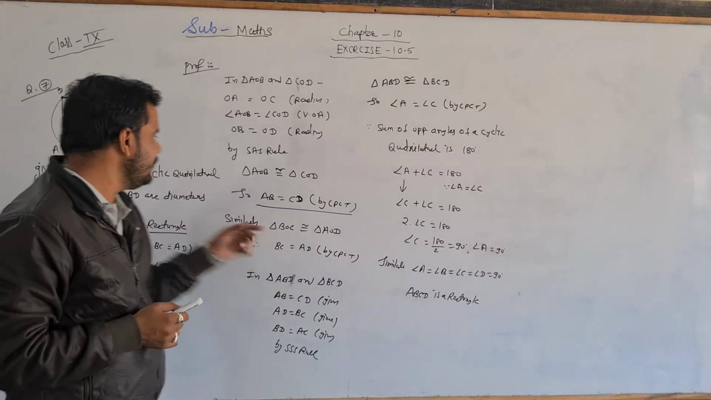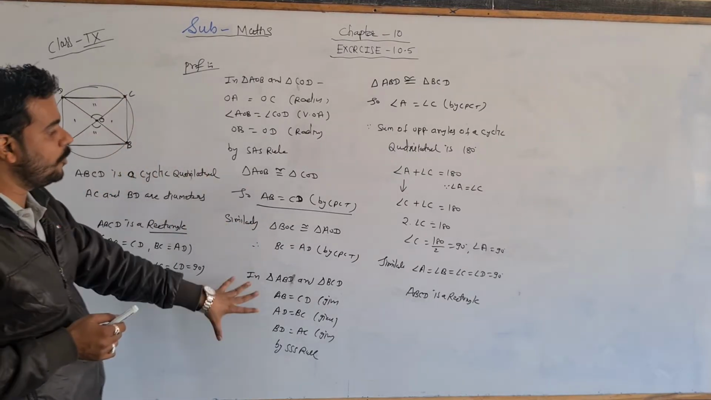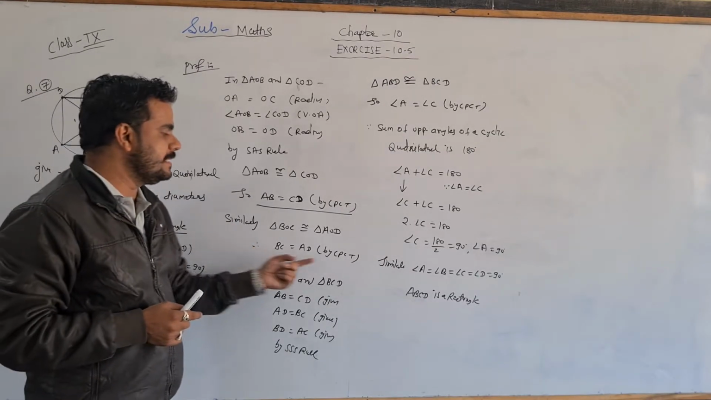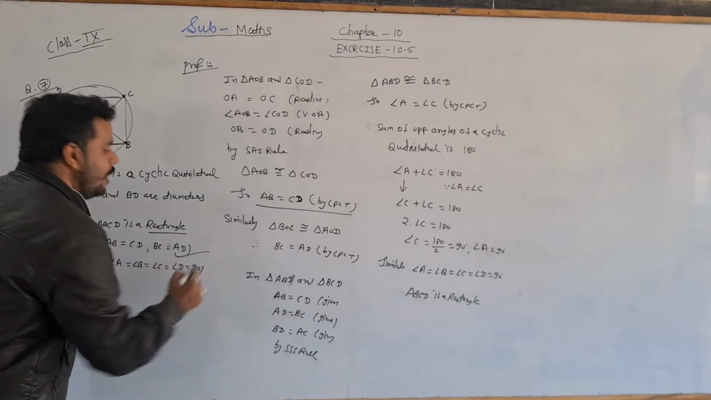So I mention here directly triangle BOD. I will not prove it yet. Similarly, I write directly triangle BOC and triangle AOD. BC equals AD. So our first thing will be proved.